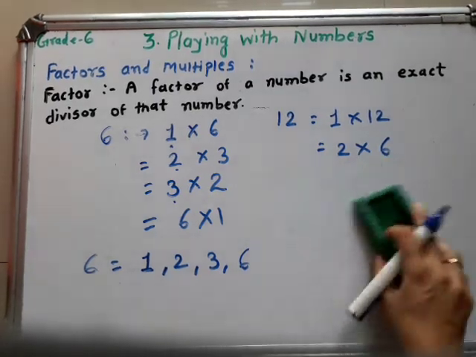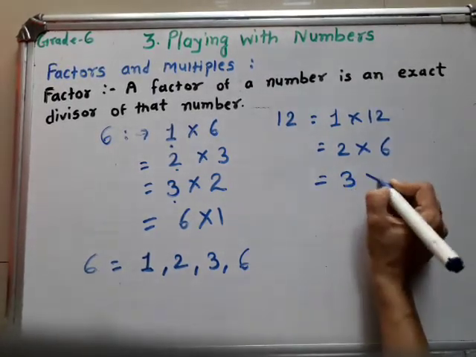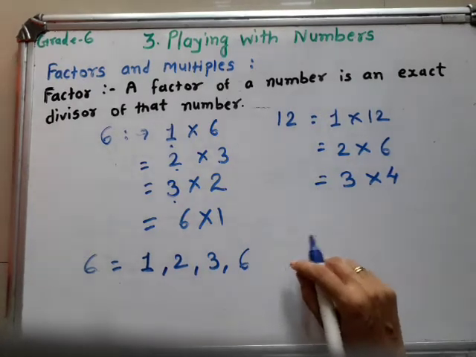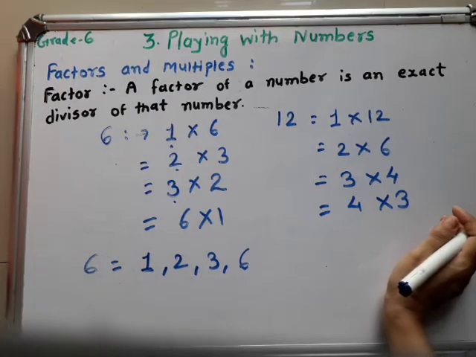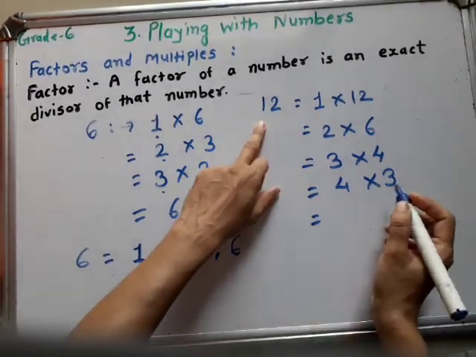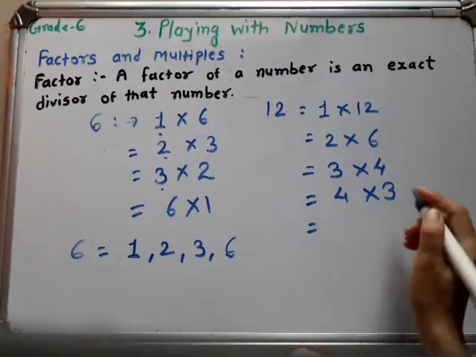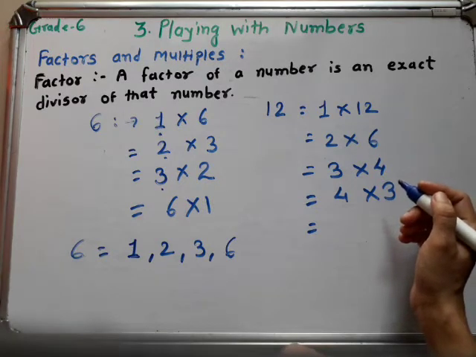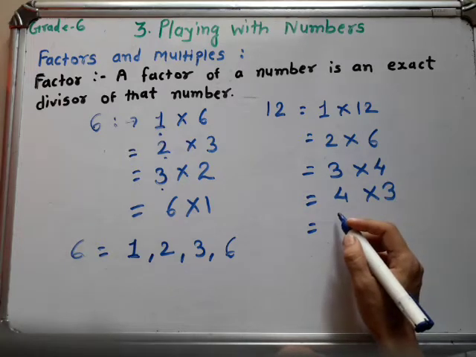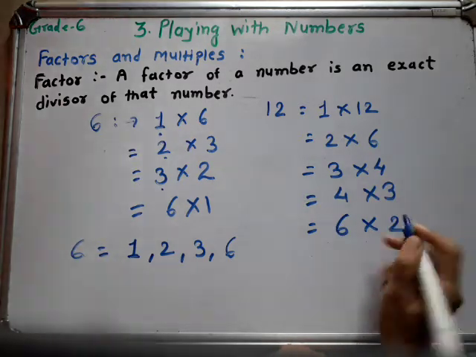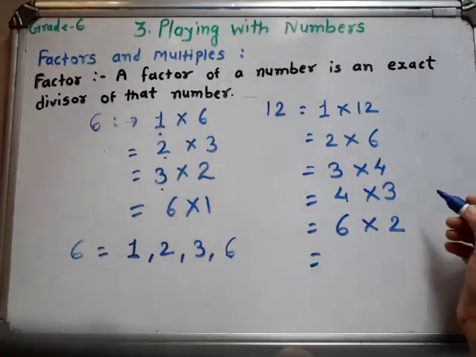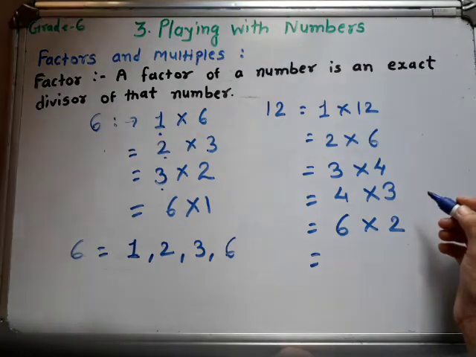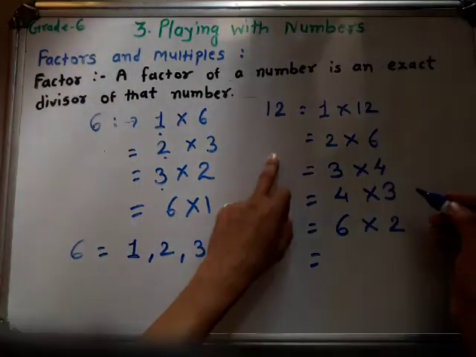The next is 3. Check the table of 3. 3 4s are 12. Again 4. Table of 4. 4 3s are 12. Again 5. Does 12 come in the table of 5? No. There 5 2s are 10. So we get here remainder 2. So 5 is not a factor of 12. Then 6. 6 2s are 12. So 6 is a factor of 12. Then 7. 7 2s are 14. So here 7 is not a factor of 12.